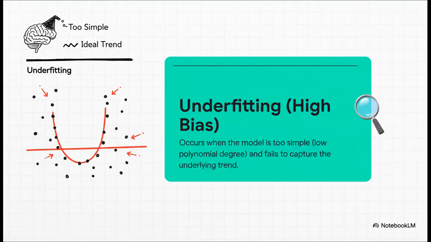So on one end of the spectrum, you've got underfitting. This is when our model is way too simple. It has what we call high bias. It's kind of like trying to draw that U shape we saw a minute ago, but all you've got is a straight ruler. You're going to completely miss the point of the data. And your predictions? They'll be terrible because the model just hasn't learned the real relationship.